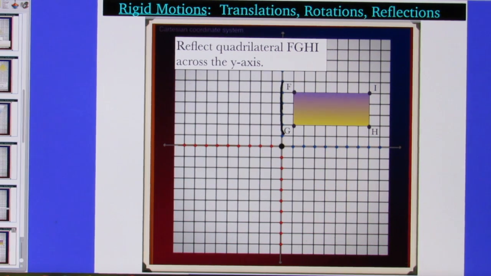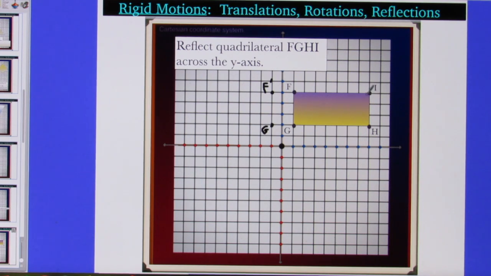Okay, so I'm going to clear that quick. And my simple strategy is, here's my axis. I see that F is one unit to the right of the axis. When it reflects across this axis, it will be one to the left of it, and that will be my F prime. The same thing is true for every single vertex. This is G, it's one to the right of the axis. When I reflect it over, it will be one to the left.